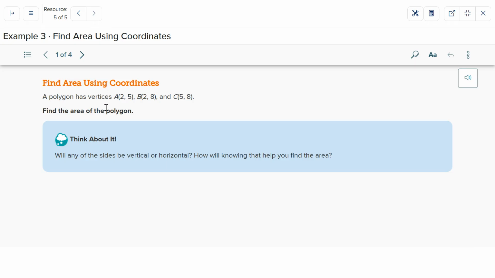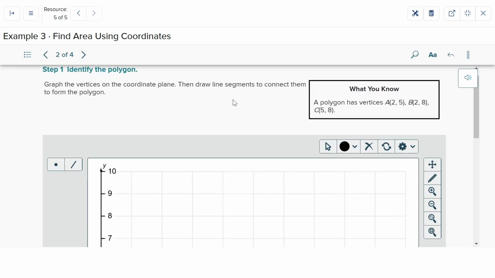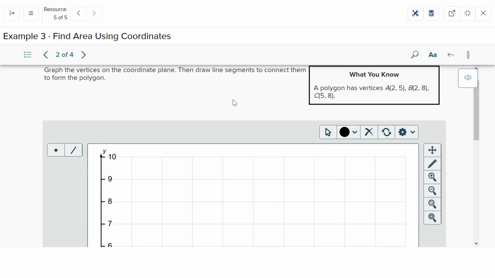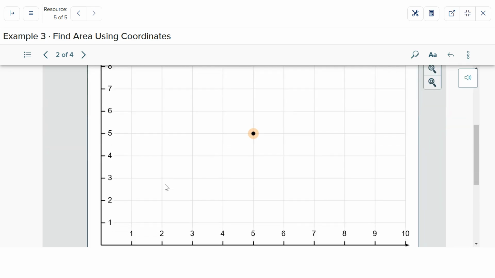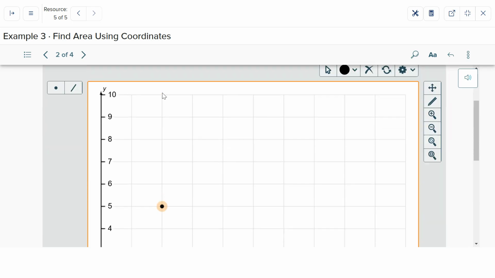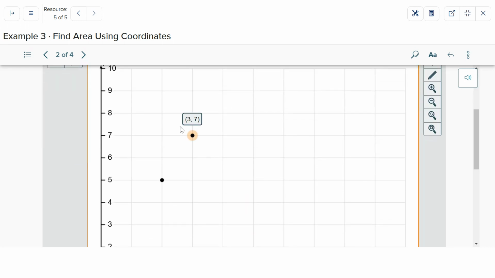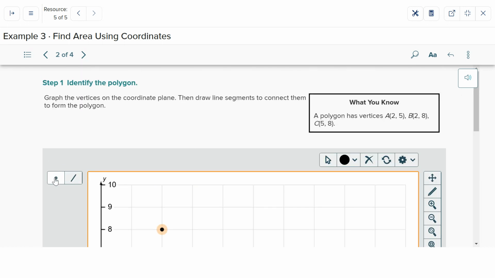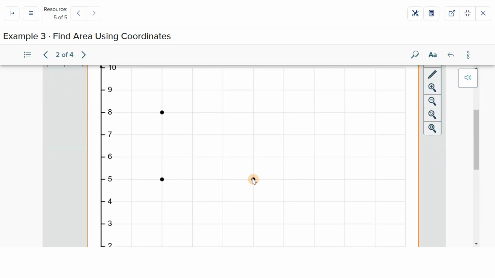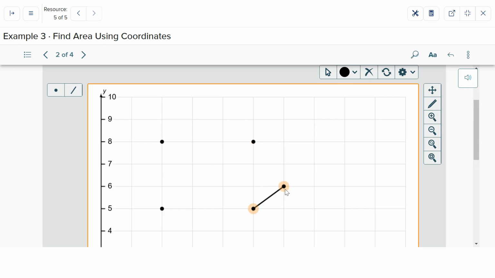So they've again given us some vertices. This time they're giving us 3, so we can guess what kind of polygon this is going to be. Let's graph it. We've got A, which is at 2, 5. And we've got B, which is at 2, 8. And then we've got C, which is at 5, 8. And then we gotta connect them. And what do you think it's gonna be?